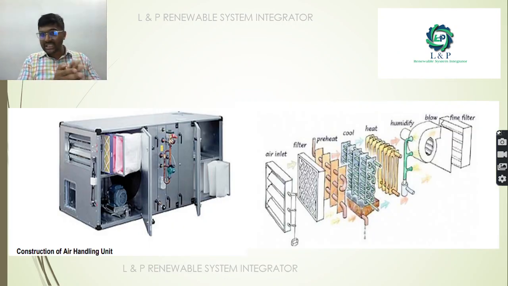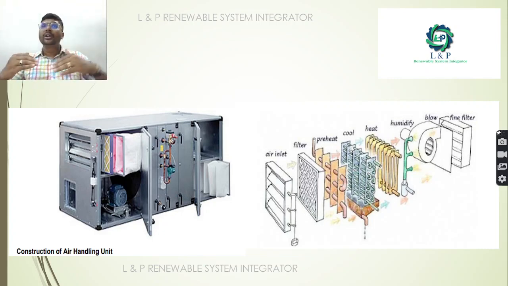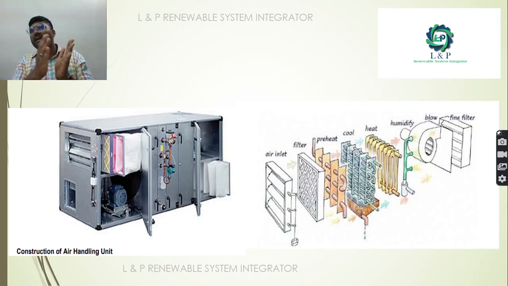So as you can see, this is the air handling unit. This is the actual physical form. When we draw it for our understanding, inside an air handling unit we have a damper for air inlet, and to filter the air entering we have filters. If there is a requirement to preheat, we have preheat coils, and to cool down the air we use cooling coils also.